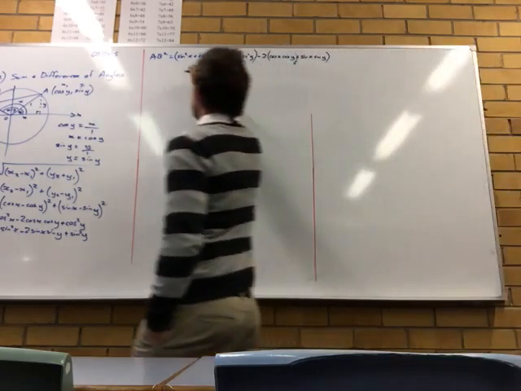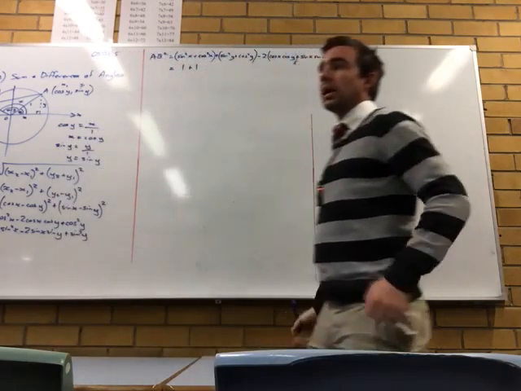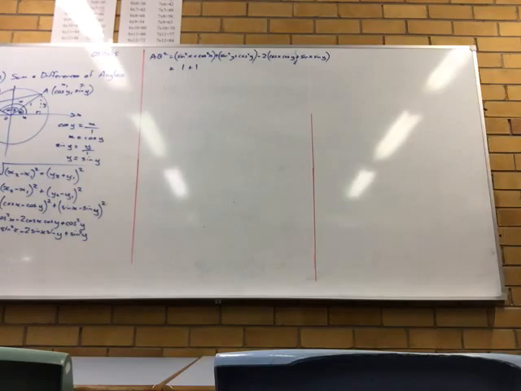Right, so AB all squared, it'll be 1 plus 1, so sine squared x plus cos squared x is 1, sine squared y plus cos squared y is also 1, remembering they have to be the same variable, or same angle. You can't have sine squared 30 plus cos squared 45, that doesn't equal 1 because you've got two different angles there. It has to be the same angle.